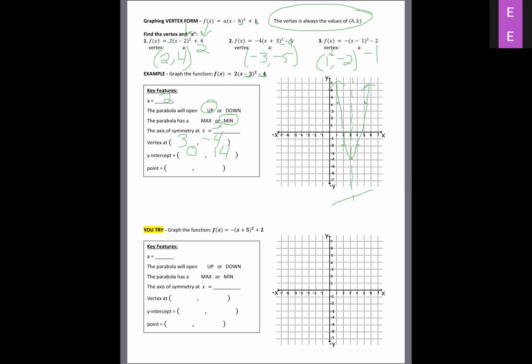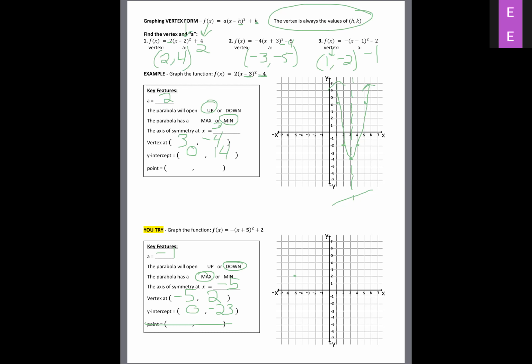So on the bottom, A is going to be -1. This parabola will open down, so it's going to have a max. So the vertex would be at -5, 2, which means the axis of symmetry is at x equals -5. Y-intercept, I have to do the math. Let's plug in 0. Oh, that's -25 plus 2, which is -23 when x is 0. Okay, so vertex -5, 2.